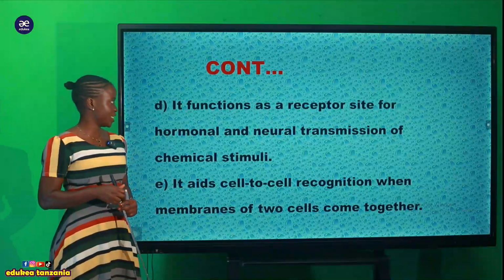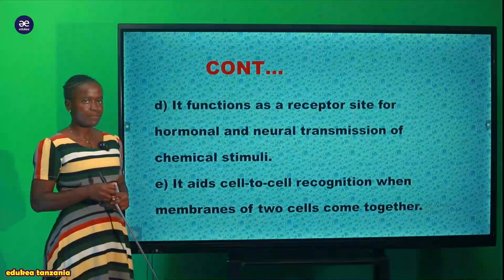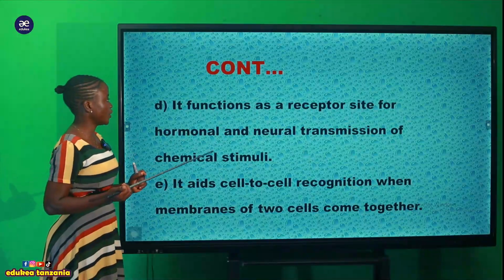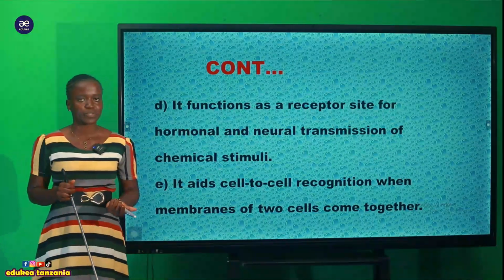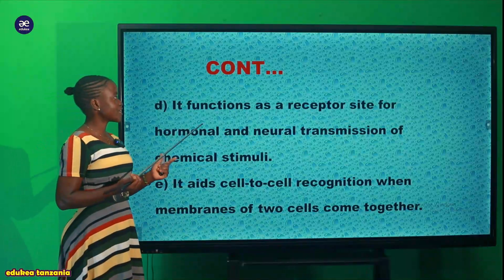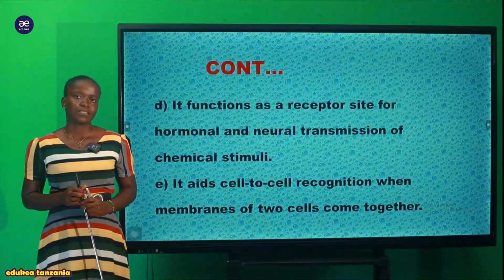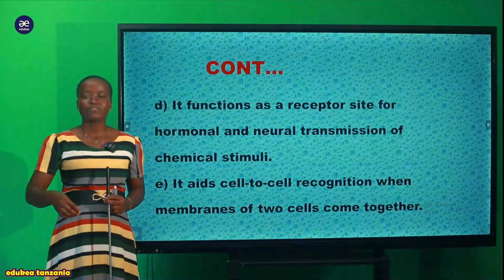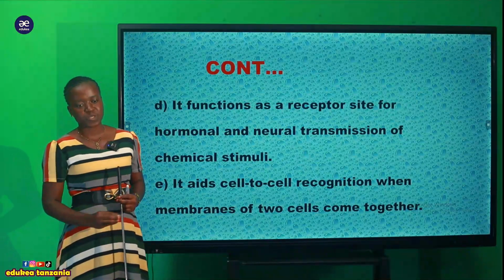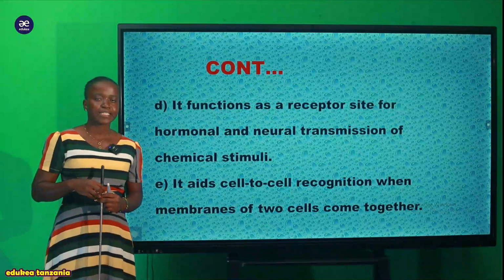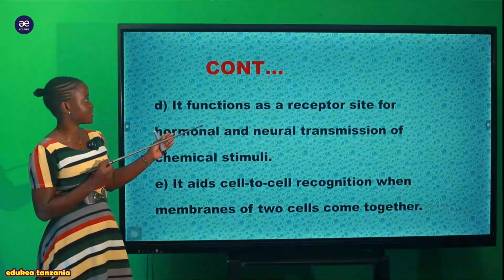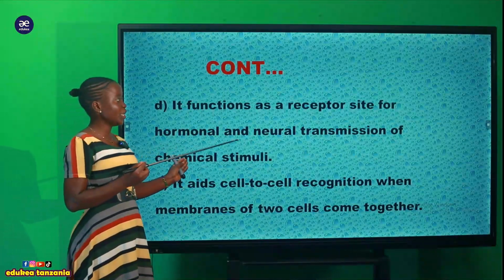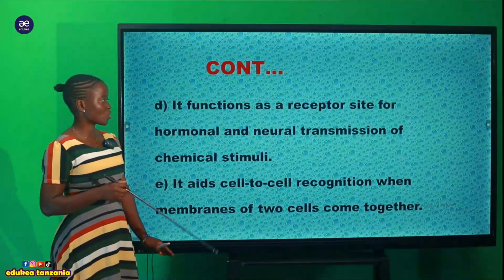And another function of this cell membrane, we can say that it functions as a receptor site of hormonal and neurotransmission of chemical stimuli. We have seen that it functions as a receptor site. The role of the receptor is to recognize if there is any stimulus in the outside environment so that it can transmit the impulse to the next part of the body. So here we can simply say that it acts as a receptor site. Receptor site for what? For hormonal and neurotransmission of the chemical stimuli.